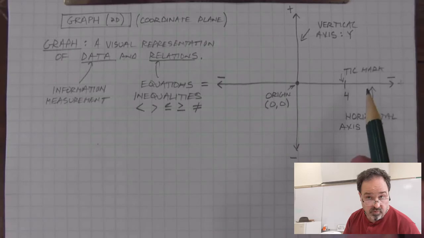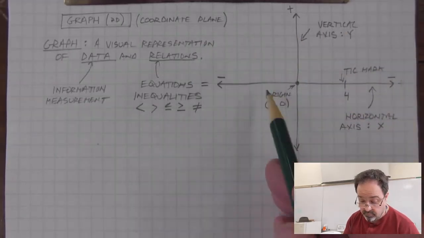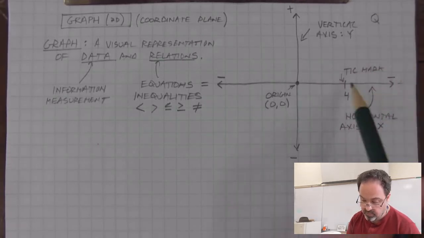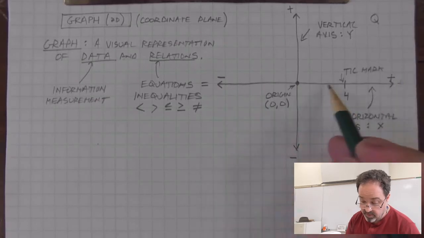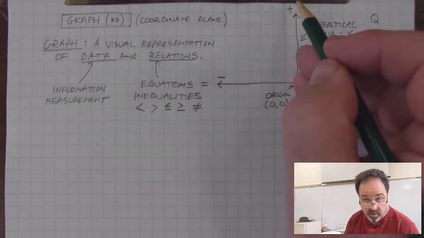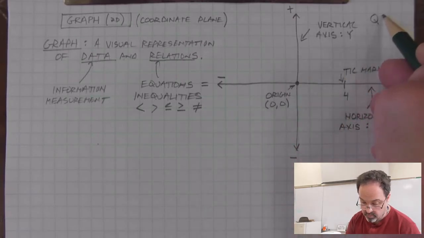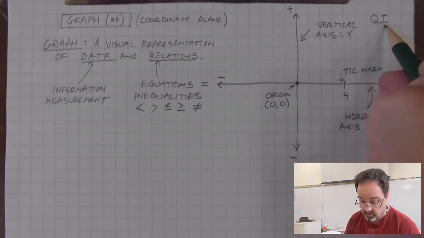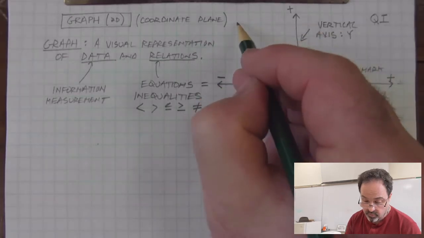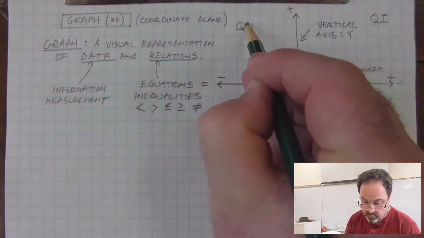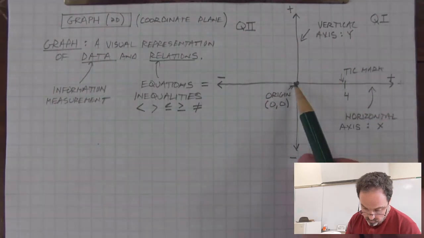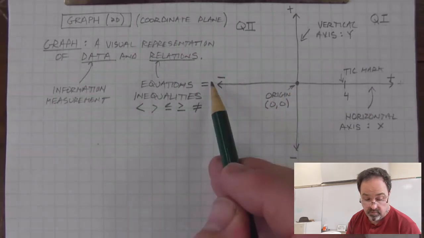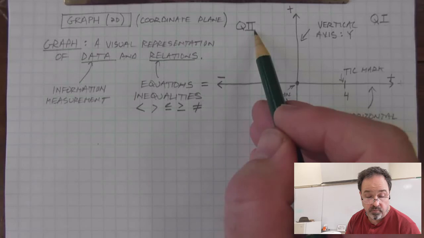When these axes cross, they create four regions. We call them quadrants. We label the region that is both on the positive x-axis and positive y-axis quadrant 1, and we symbolize that with a Q and an I. Quadrant 1. Quadrant 2 is where the vertical axis is positive and the horizontal axis is negative. We symbolize that Q2 for quadrant 2.